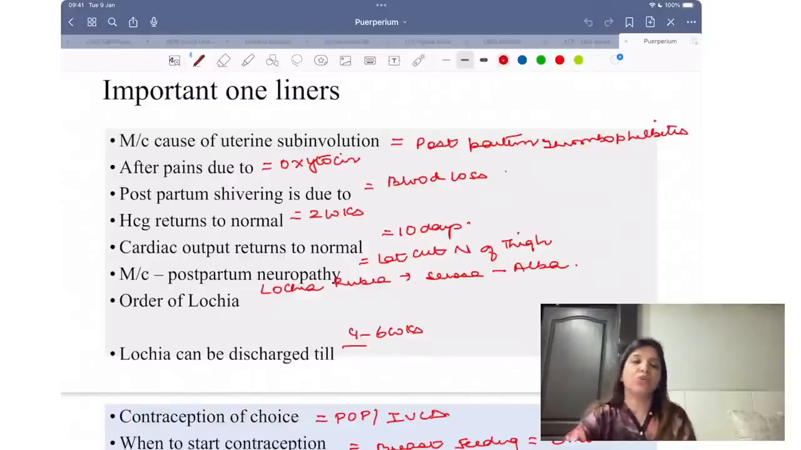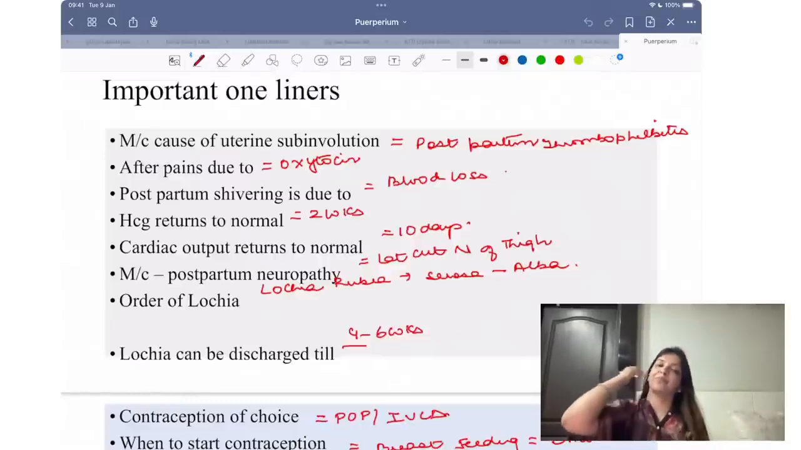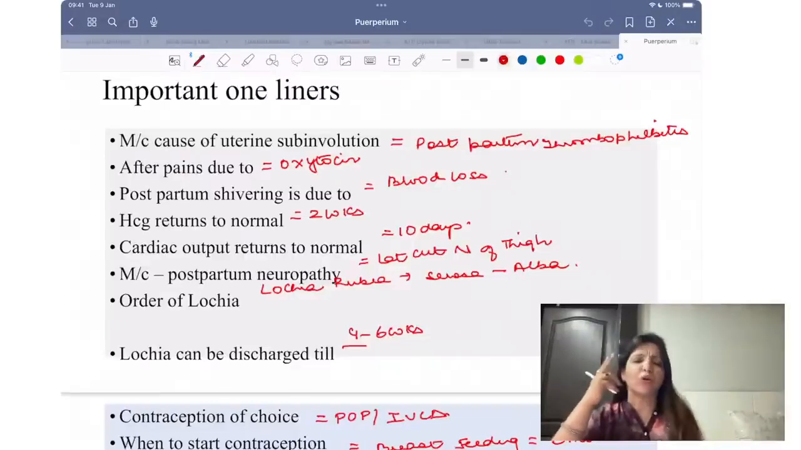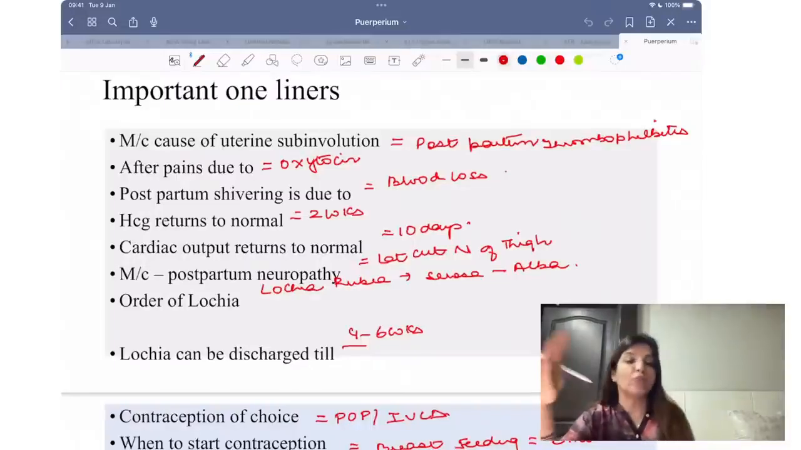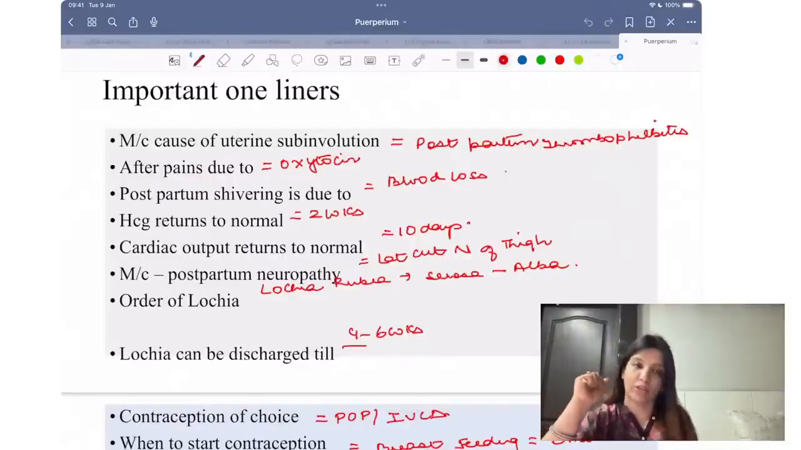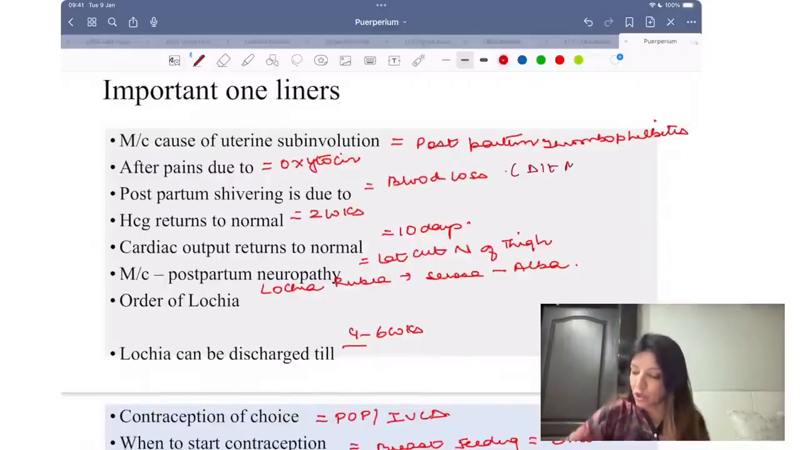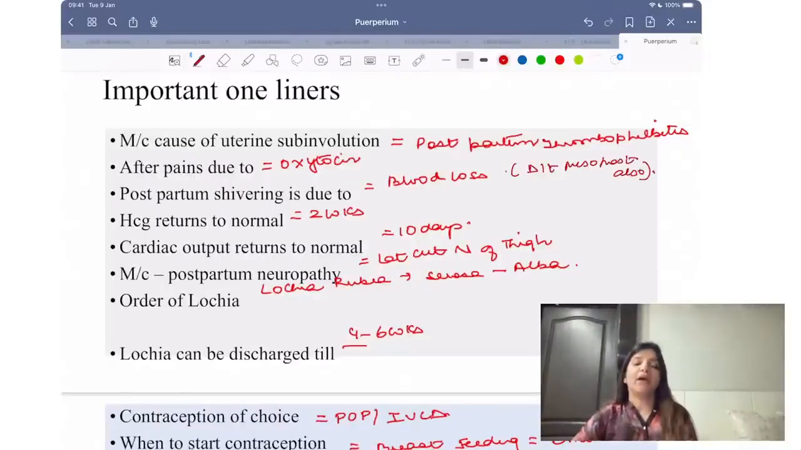If they ask you that a female is having postpartum shivering, that is because of 2 reasons, beta. Number 1, it could be that you have given the mother misoprost, right? Misoprost can also cause shivering. And number 2, it can happen due to blood loss, right? It can be due to misoprost also, right?